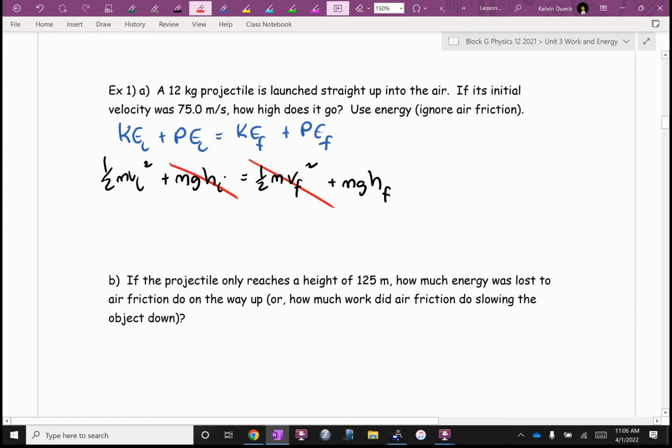And so this ends up becoming a half mv initial squared equals mgh final. Brea, is there an m in everything on the left? Is there an m in everything on the right? Turns out the m's cancel. That's convenient. Brea, what was this wanting me to find? So how would I get the h by itself?